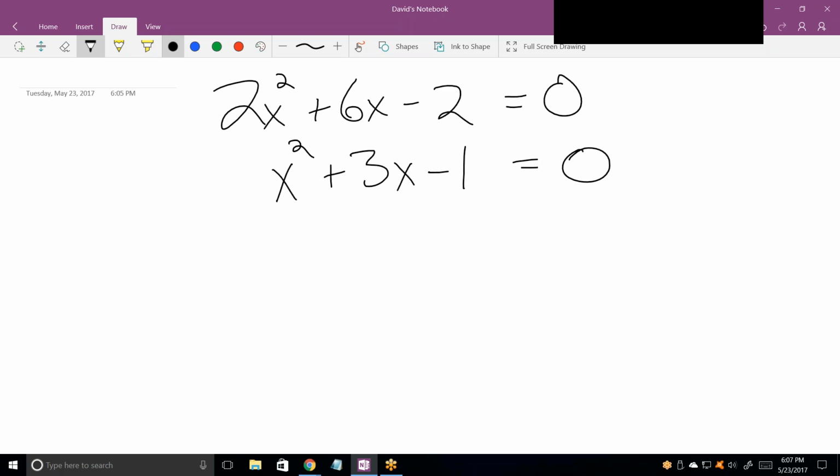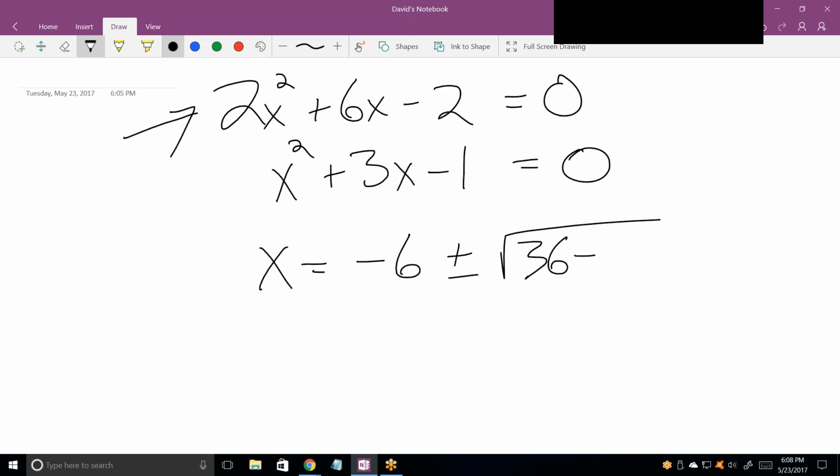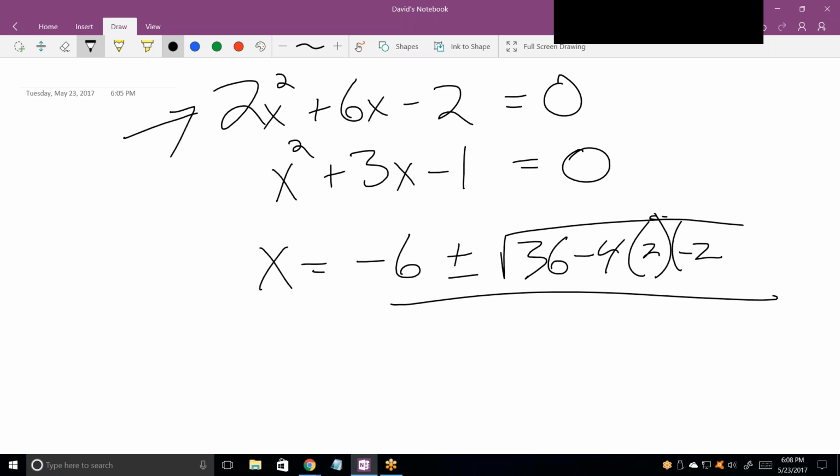Right. So I got to use the quadratic. And the next question you might have, well, if I got to use the quadratic anyway, why don't I just start from there? And my answer would be the same. In other words, I can use the original function and use the quadratic. In other words, x equals minus 6 plus or minus the square root of 36 minus 4 times 2 times minus 2. But notice my numbers are all bigger.